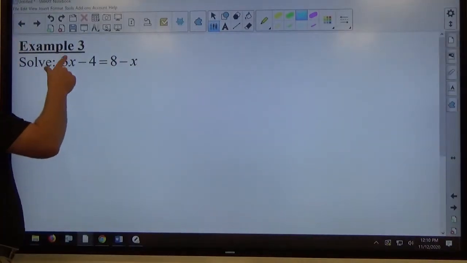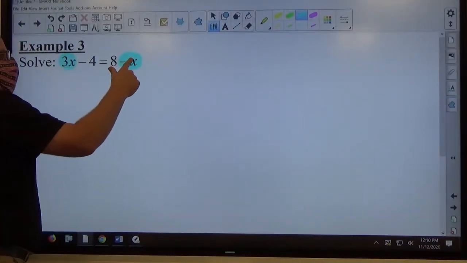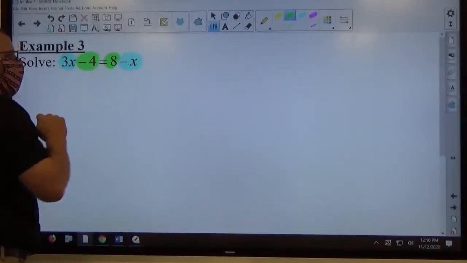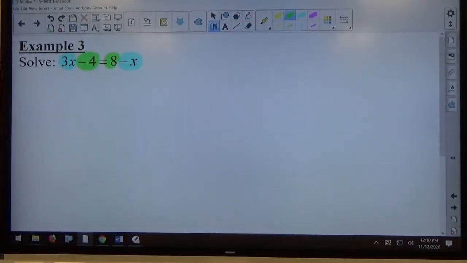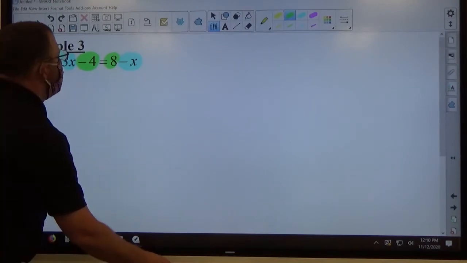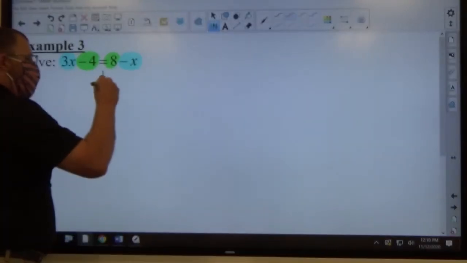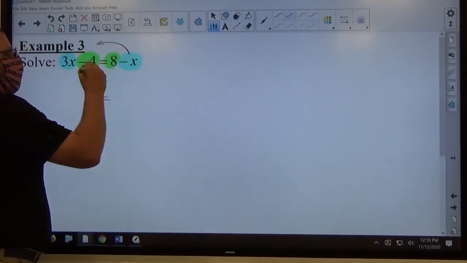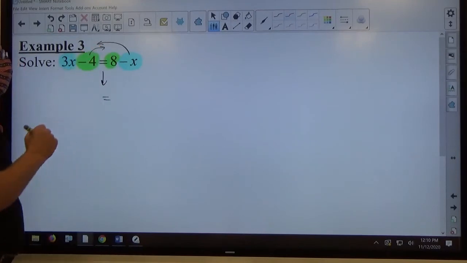So moving on to step 3, that's where I want to make that distinction between types of things. 3x and x are x terms. 4 and 8 are numerical terms. And it says move x to one side, move the numbers to the other side. It doesn't matter which side you pick, just get them separated between the equal signs. So if I keep my equal sign right where it's at, I could move the x to the left and the 4 to the right.